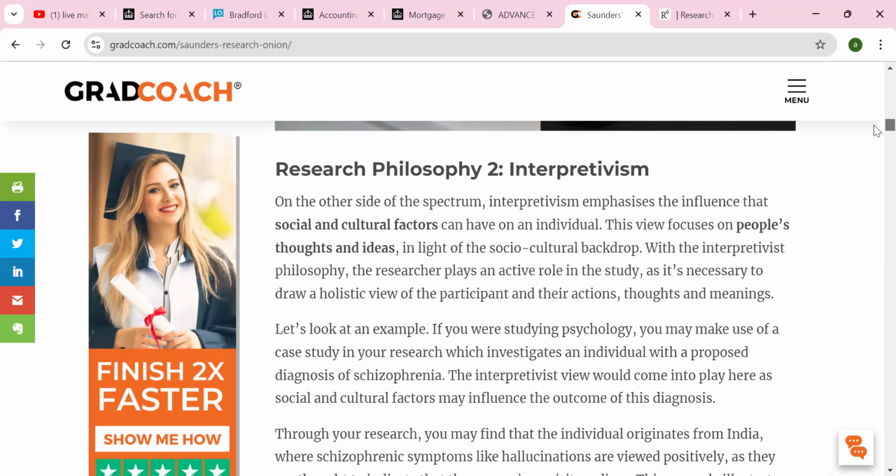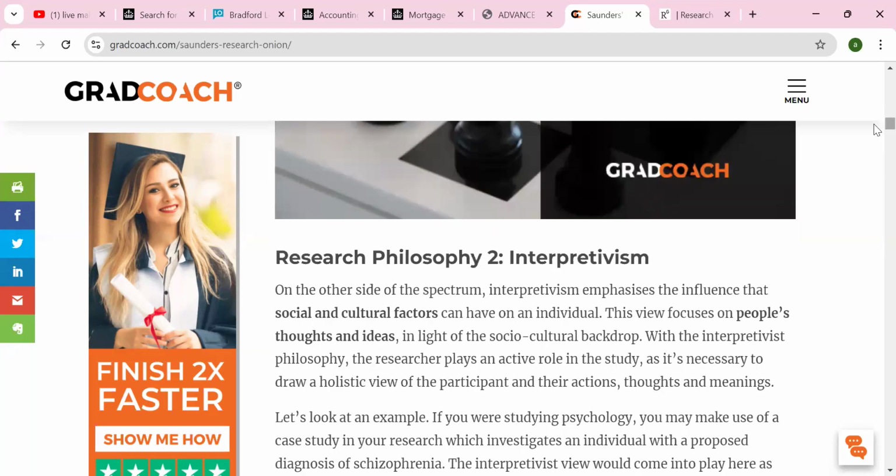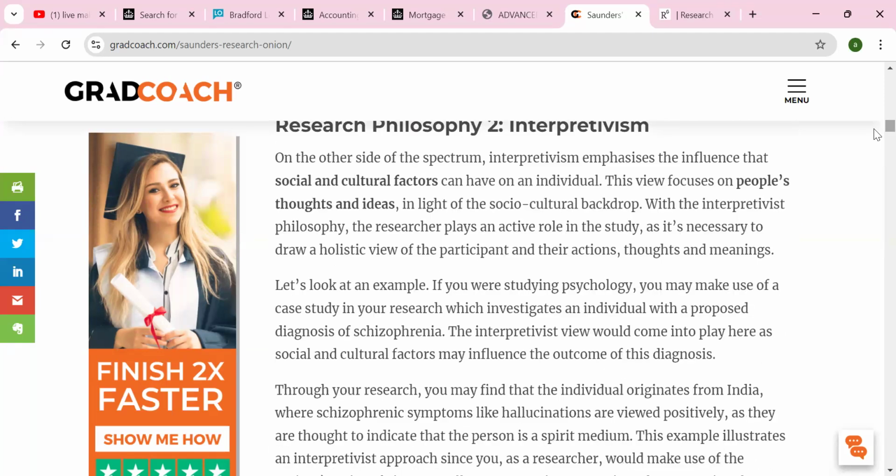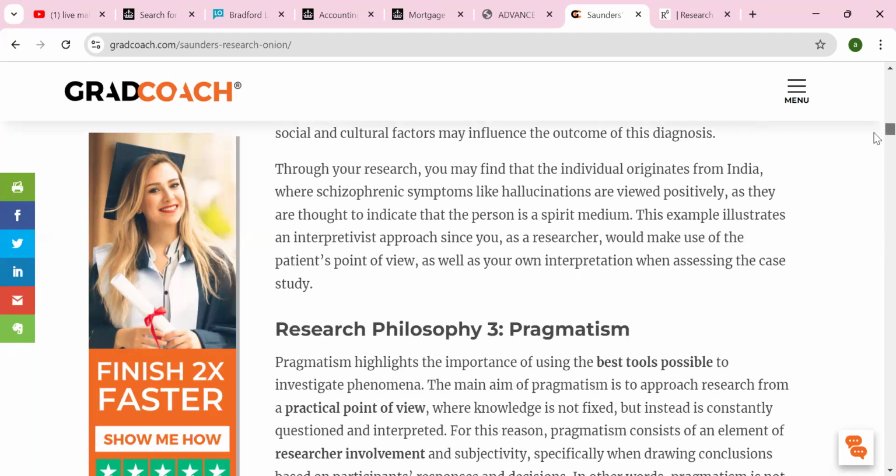So social and cultural factors. If you're looking at the social and cultural factors, are you thinking globally, acting locally in the research, so you understand the local culture? Maybe you can use this research methodology approach, which we can say is an active role in the study and its necessity to draw holistic views of the participant and their action, thought, and meaning. So that can be looked at in this.